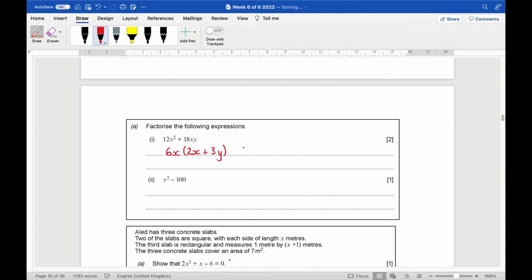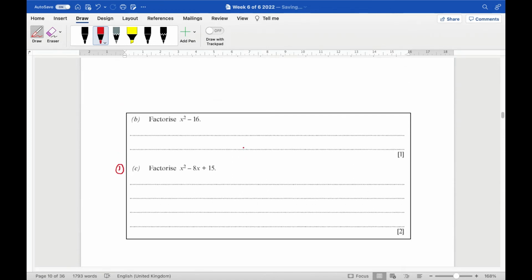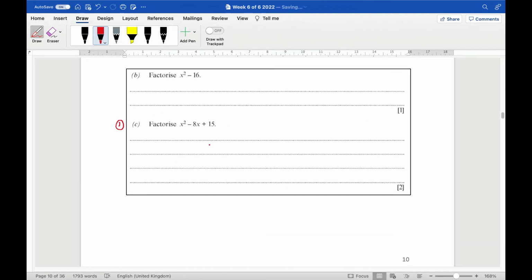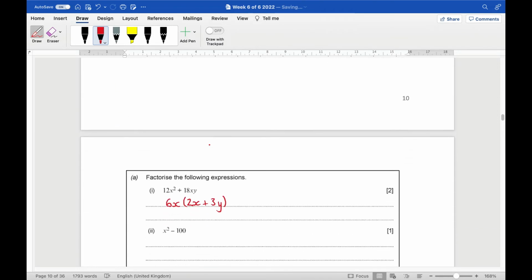Okay? So your three main types of factorising are easy quadratic, hard quadratic, and single bracket. All right? But if you look at part I there and part B there, they don't really fit any of those three categories. Okay?